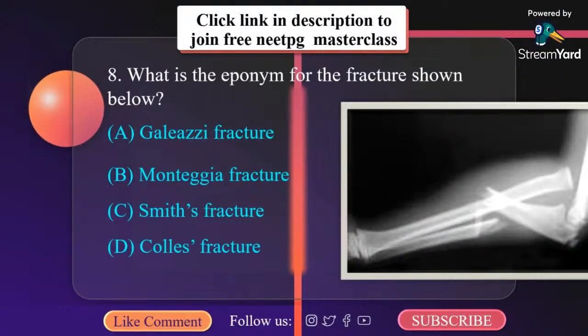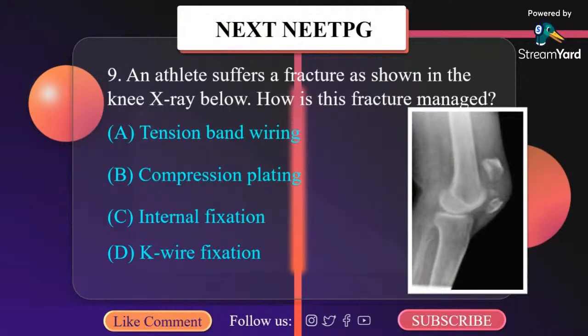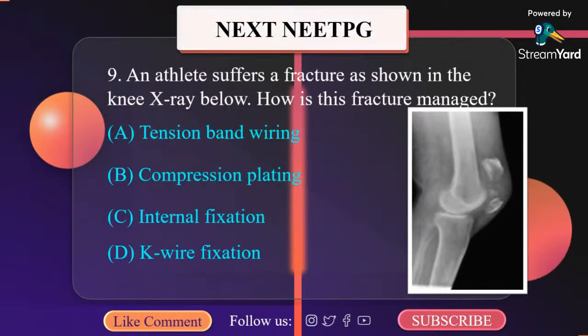What is the eponym of the fracture shown below? It is Monteggia fracture. An athlete suffers a fracture shown in the knee X-ray below. What is the treatment? Tension band wiring.